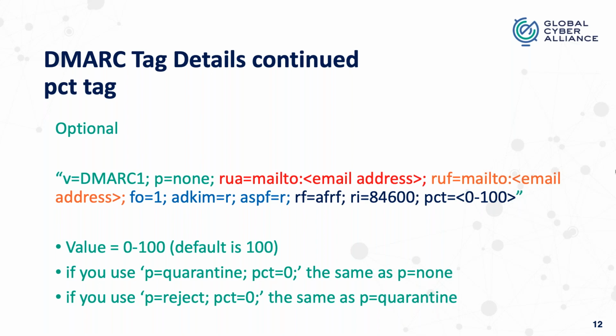But the problem is that there's no way to define which messages. You won't know which messages are going to be impacted by the DMARC policy and which ones are not. There's nothing to tell you, okay, only do it from these servers or only from those servers. You can't define that in your DMARC policy.